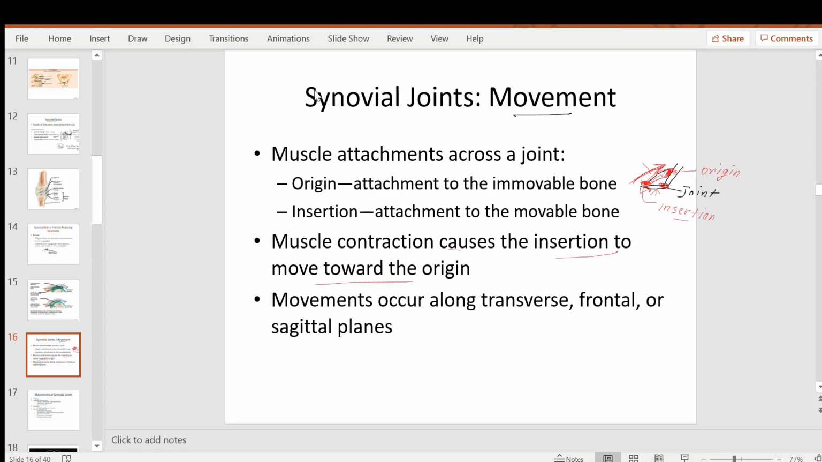The movement occurs in different planes, and the common planes are transverse, frontal, and sagittal. You already know about these planes from your first lab. Transverse is parallel to the ground. So if you move your head right and left, that is a transverse plane movement. Make sense?